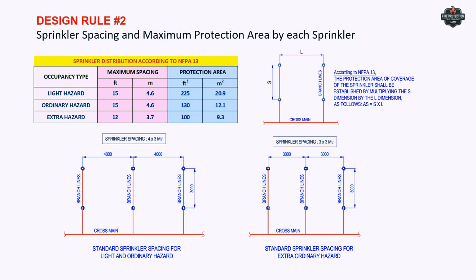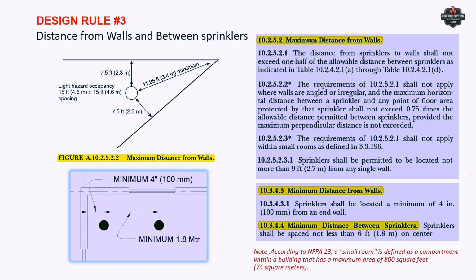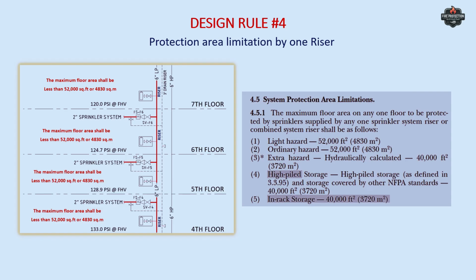And then you should know the distance from wall and between sprinklers. Like a sprinkler, you can place a maximum of 2 meters from the wall, and sprinkler to sprinkler it cannot be less than 1.8 meter. And then you should know the maximum protection area by one system riser.